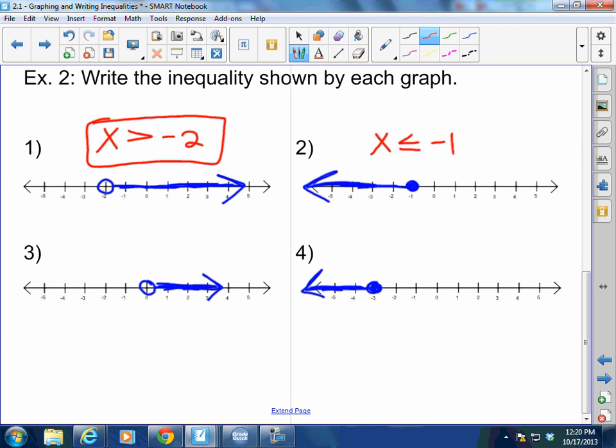Number 3, what do we got here? Yes, sir. Okay, x is greater than 0. It's open circle and it's going to the right. So that means it's greater than 0. And last but not least, yes sir, x is less than or equal to negative 3. Very good. Does that make sense, guys?